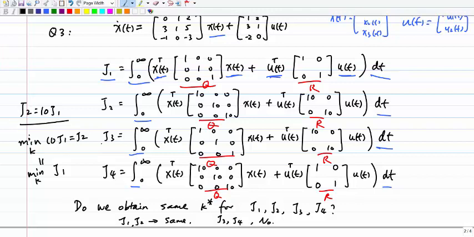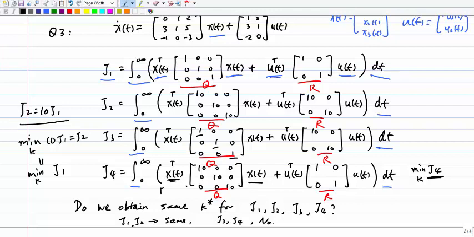But if I use J3 or J4, compared with J1 or J2, they are different. They're not the same, because here you consider how much you penalize. If I use 10, 10, 10, I penalize them more. If I want to minimize, say, J4 over K, I want to select K because, for the same state over here, this gives me a higher cost.